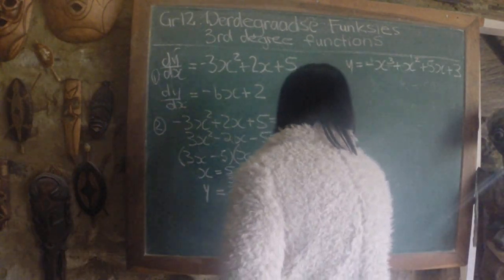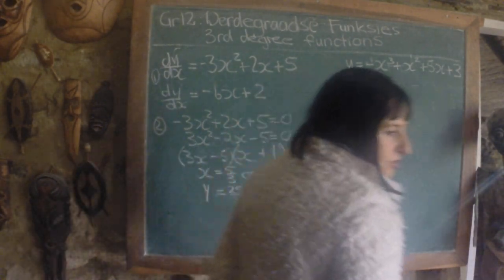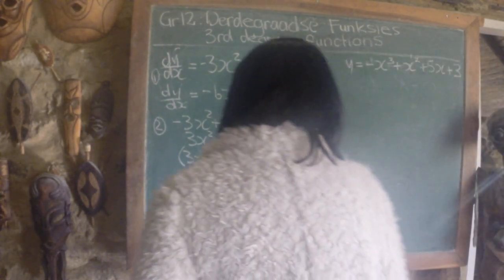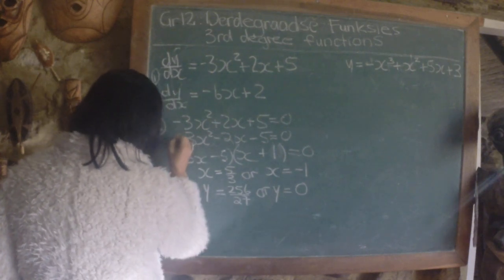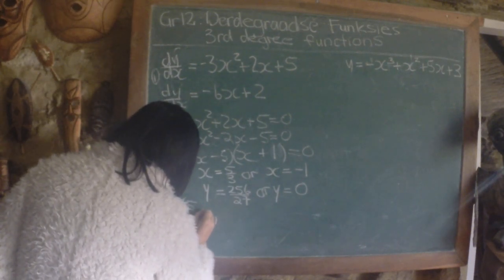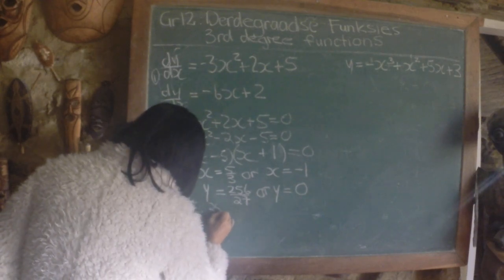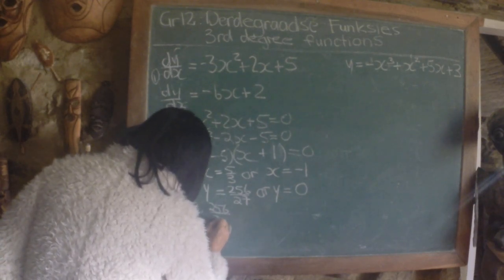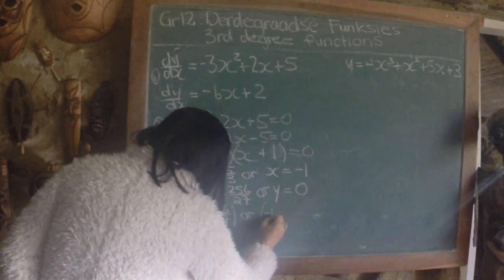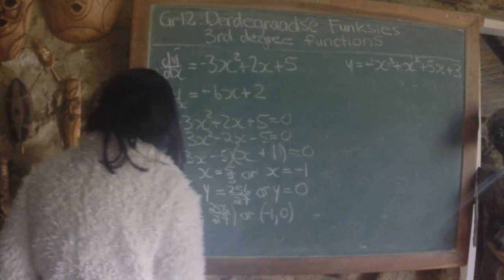Okay, let me just check. I think there must be, yeah, it's like that. So the two stationary points, it's then going to be 5 on 3, 256 on 27, or minus 1, 0. Okay, that's number 3.